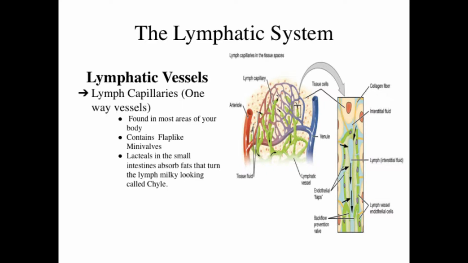First, lymph capillaries are found in most areas of your body except for bones, teeth, and bone marrow. These lymph capillaries are lymphatic one-way vessels that contain flap-like mini valves made of endothelial cells that let fluid in but not out. There are also lacteals, which are special lymph capillaries located in the villi of the small intestines. These lacteals absorb fatty lymph that is then given a milky appearance called chyle.